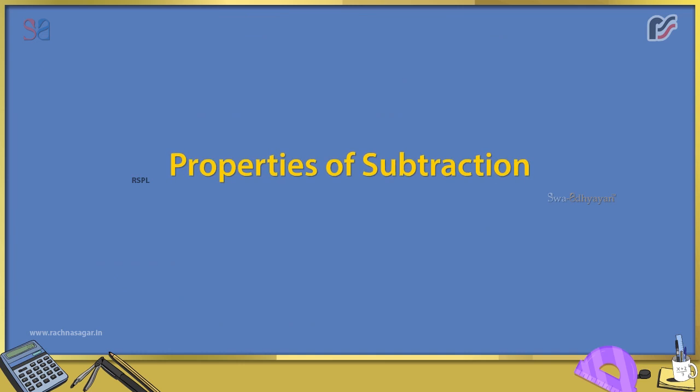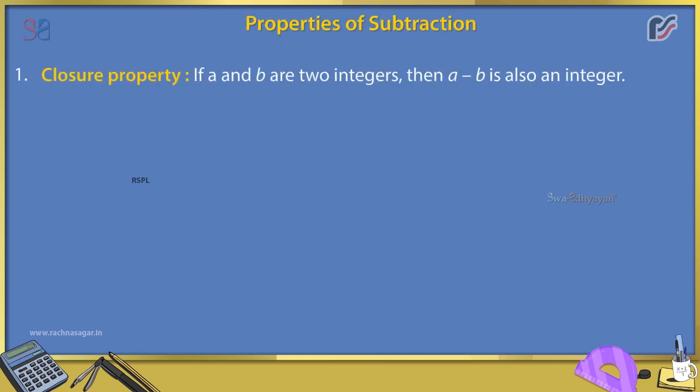Properties of subtraction. 1. Closure property. If a and b are two integers, then a minus b is also an integer. 5 minus (4) is equal to 1 and 5 minus (-4) is equal to 5 plus 4, which is equal to 9.